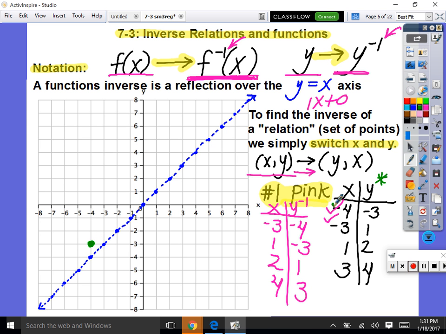Graphing the original function, -3 up 1. We're just plotting both the function and its inverse. You all understand what we're doing? Okay, go. 1 over 1 up 2, over 3 up 4.